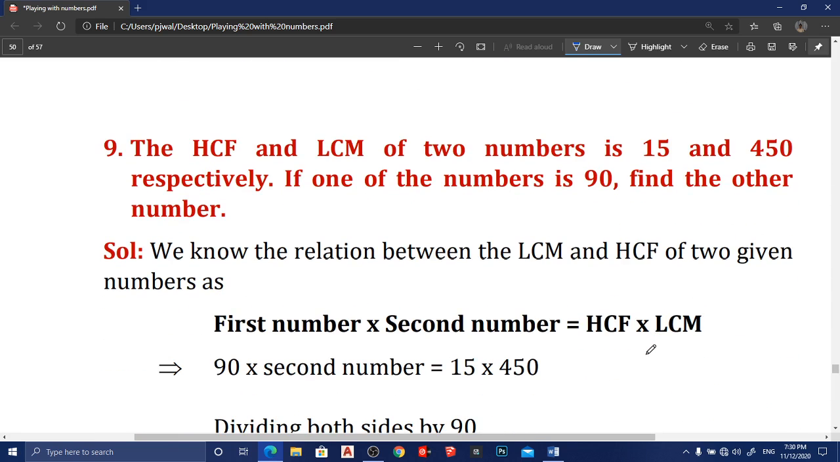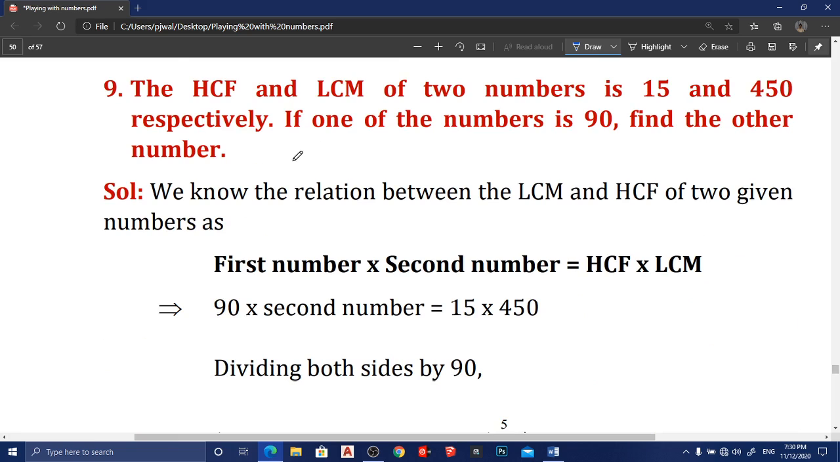Next, the HCF and LCM of two numbers are 15 and 450 respectively. If one of the numbers is 90, find the other number. There is a relation between the given numbers and the HCF and LCM of the given numbers. This we learnt in the 5th class also, so once again we will revise this.